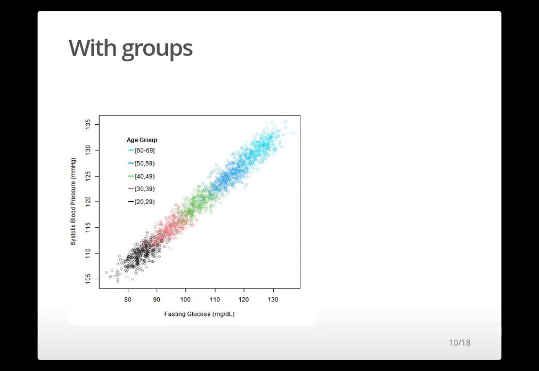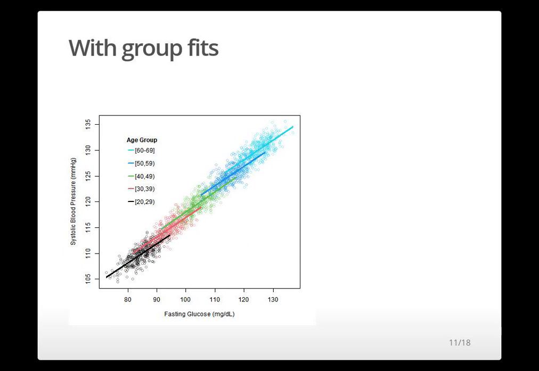Serum glucose is associated with age as well. The cluster of the light blue points are on the right of the cluster of blue points, indicating those in the 60s tend to have higher levels of serum glucose than those in the 50s. The cluster of the red points are on the right of the cluster of the black points, indicating those in the 30s tend to have higher levels of serum glucose than those in the 20s.